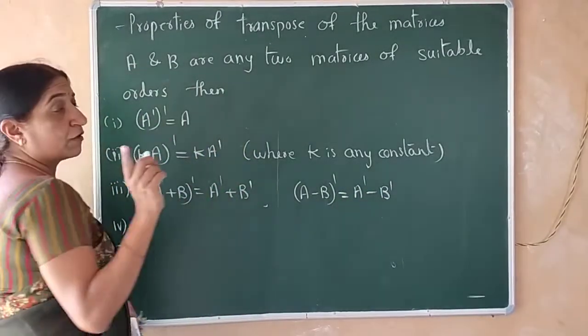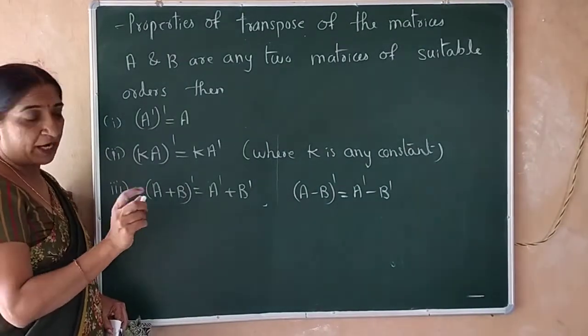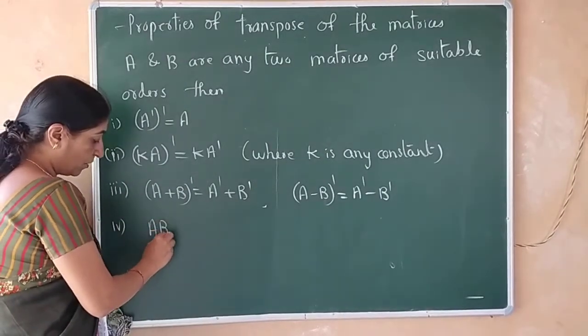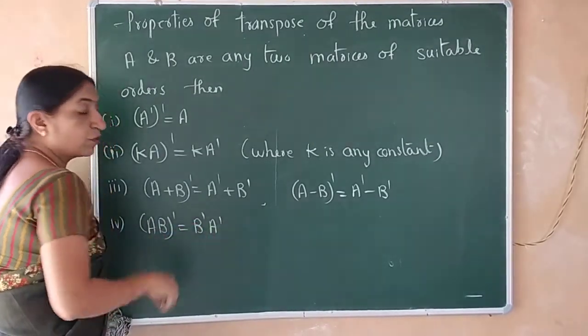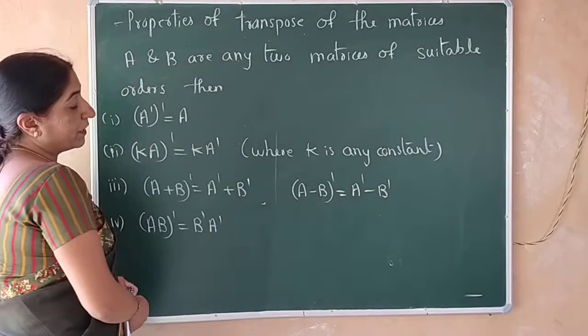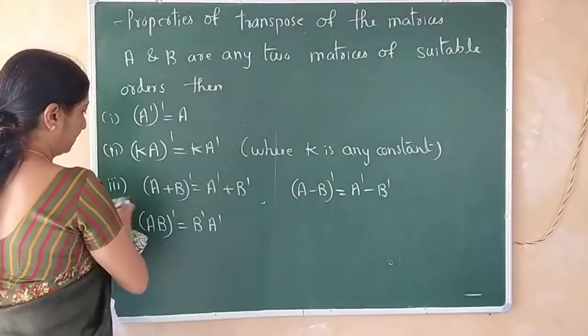Fourth is very important for theory as well as competitive exams. It is AB whole transpose is equal to B transpose into A transpose. Now I am explaining with the help of examples.